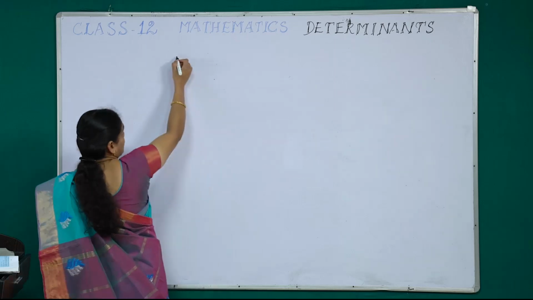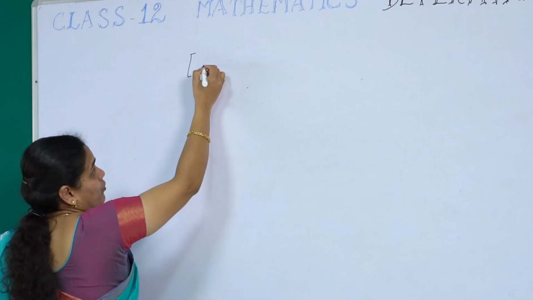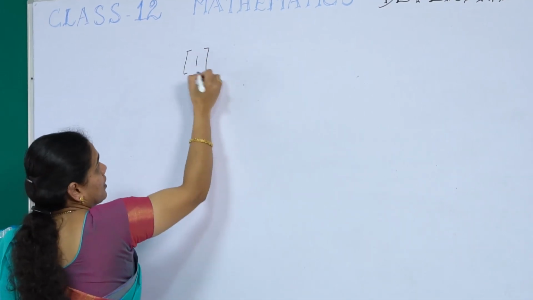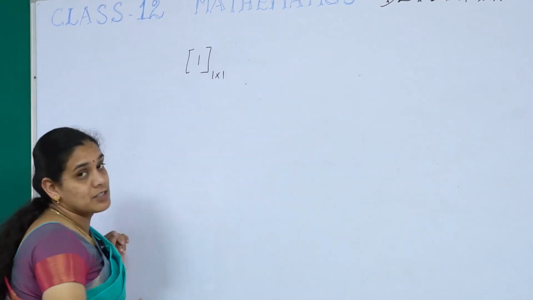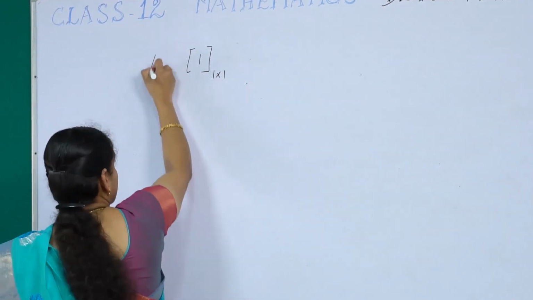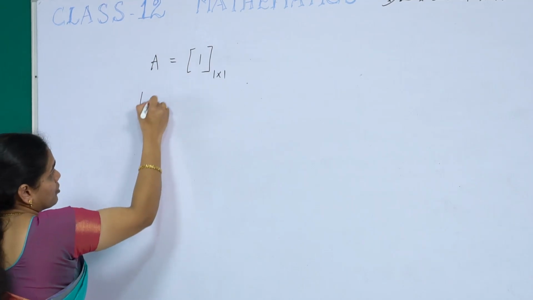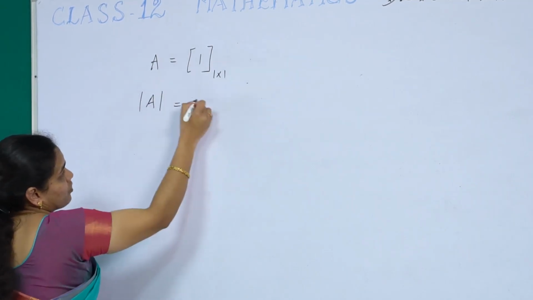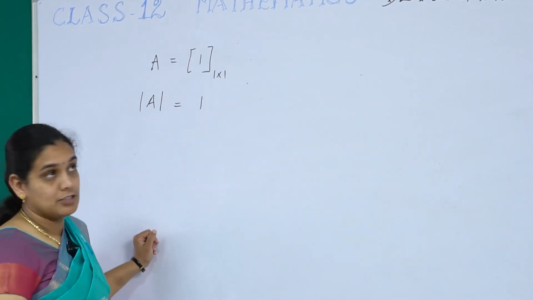So first, let us find the determinant for a square matrix of order 1. Let it be like this. This is a 1 by 1 matrix, a square matrix. Let it be A. Then how do we find the determinant of A? It's just this value. That's all.